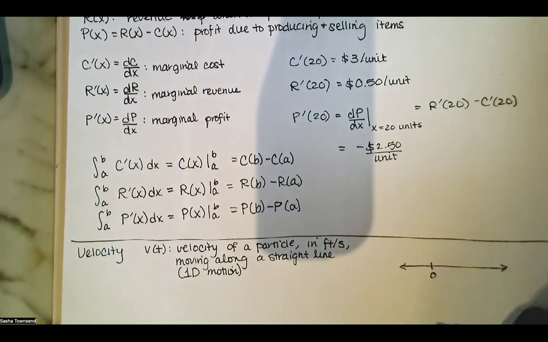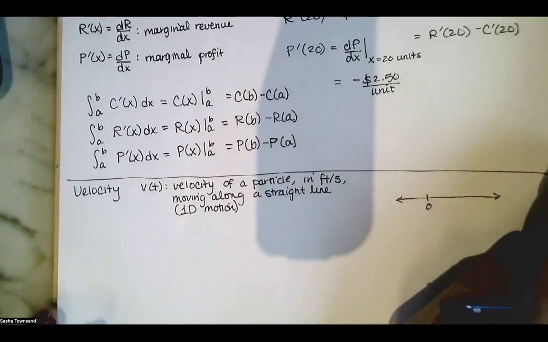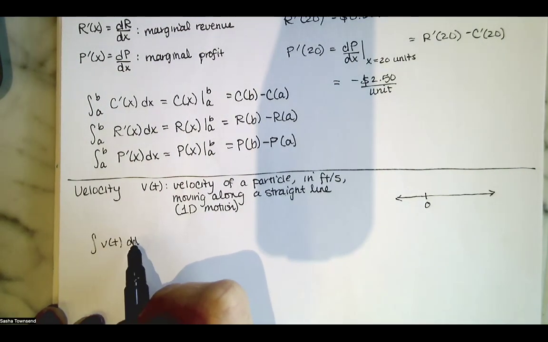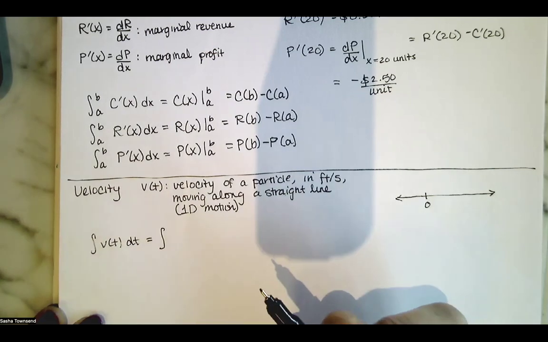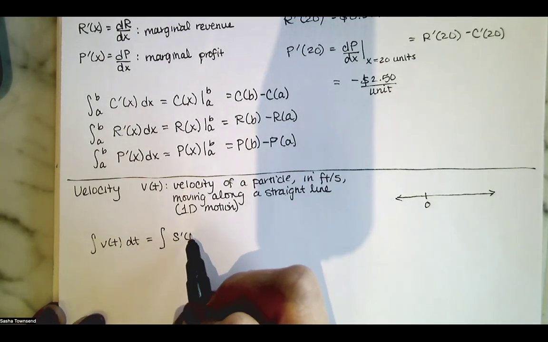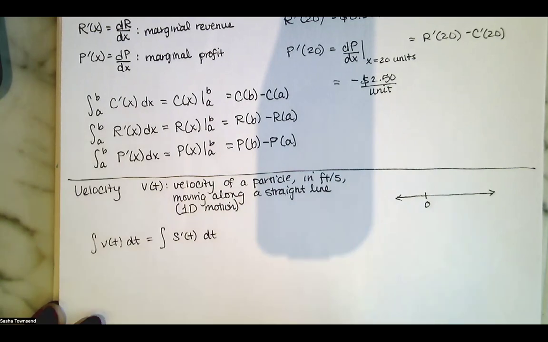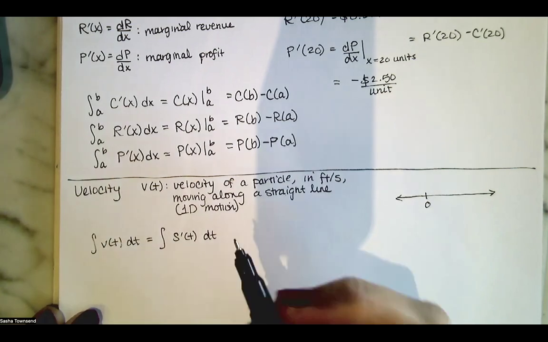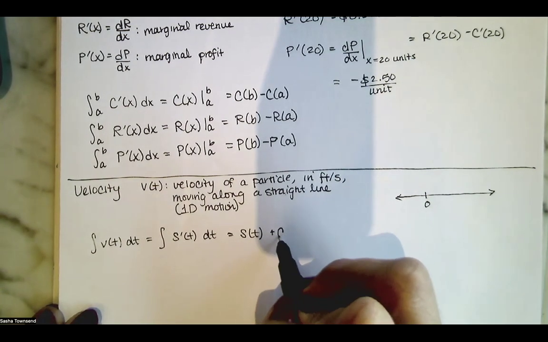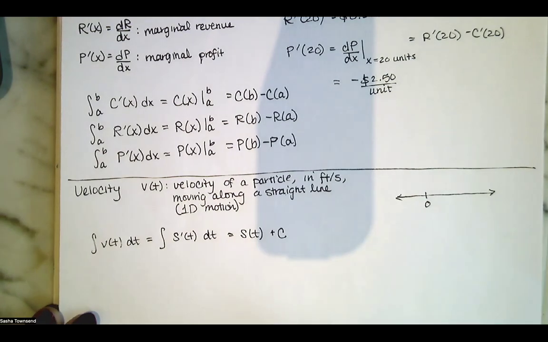And then you might ask, okay, if v of t represents velocity, what does the antiderivative of v of t represent? Well, v of t is the derivative of position. If s of t represents a position, v of t is s prime of t. So when I take this antiderivative of the derivative, what I get is that position function plus some arbitrary constant.